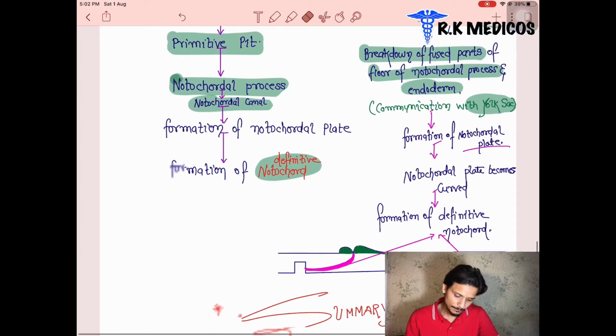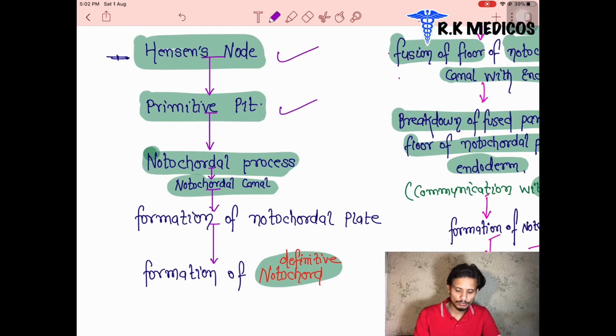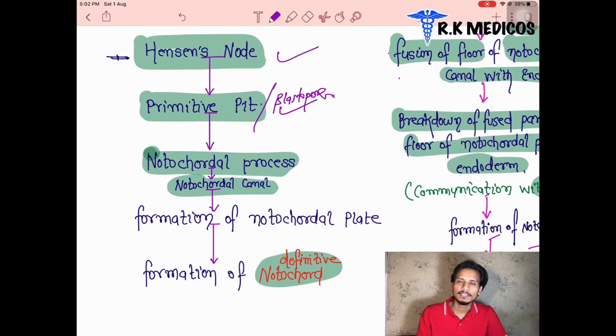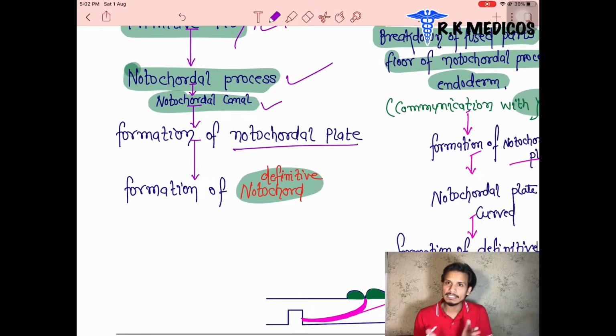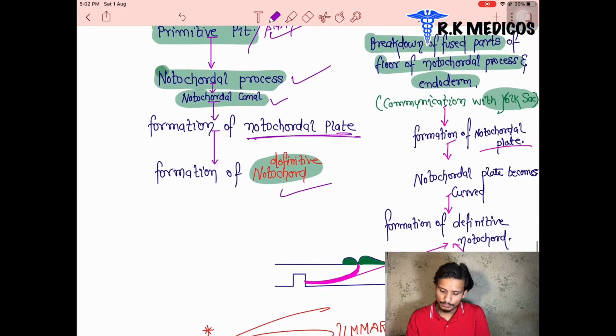So now you see this Hensen's node is going to convert into the primitive pit or the blastopore. Already told you, this blastopore is invading into the endometrium. They are moving down and forming something called the notochordal process. After canalization of this notochordal process, the canal forms, communicating between the amniotic fluid and the yolk sac. There is a formation of the notochordal plate, and this plate is going to invaginate, and after the invagination there is a formation of the definitive notochord. So it's so simple, and you can see here the definitive notochord.